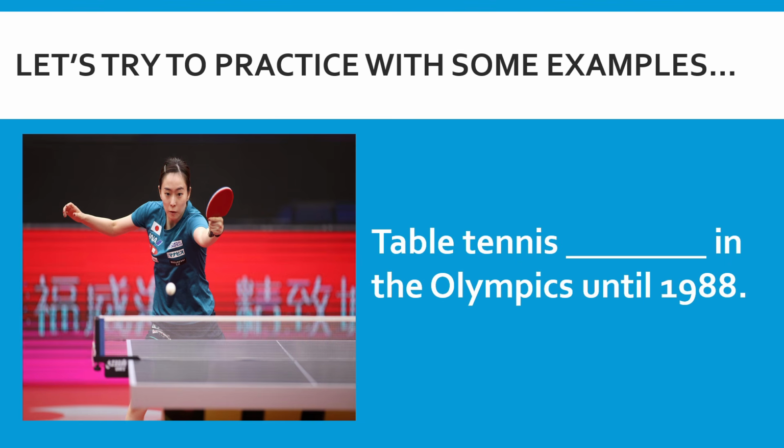Next, table tennis wasn't in the Olympics until 1988. How many table tennis is being mentioned? There's only one. And table tennis is not a human being. Therefore, we only use the subject pronoun "it". So it wasn't in the Olympics until 1988. This sentence means that there was no table tennis before 1988. And only from 1988 onwards, there's table tennis. Therefore, the answer used here is "wasn't", in negative form.